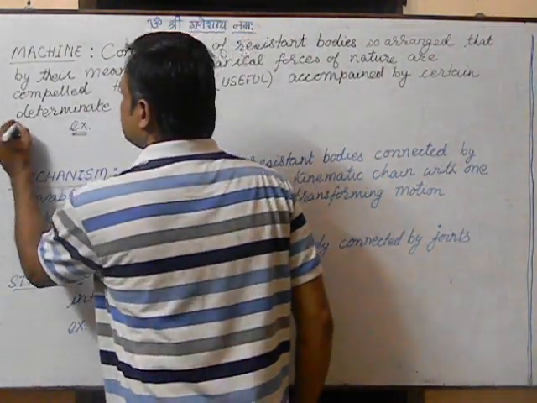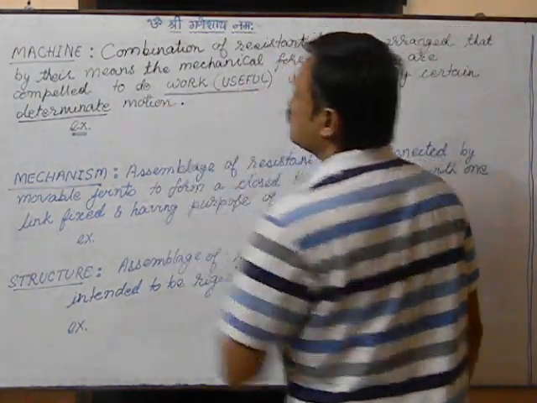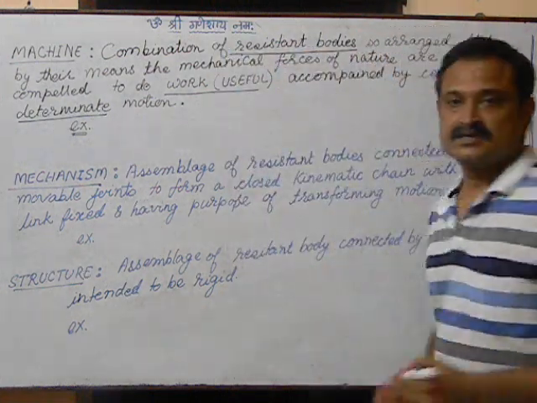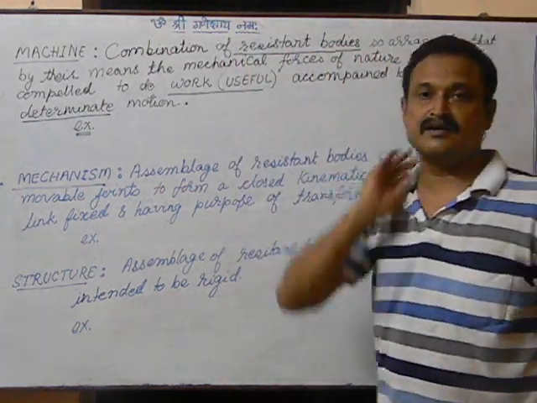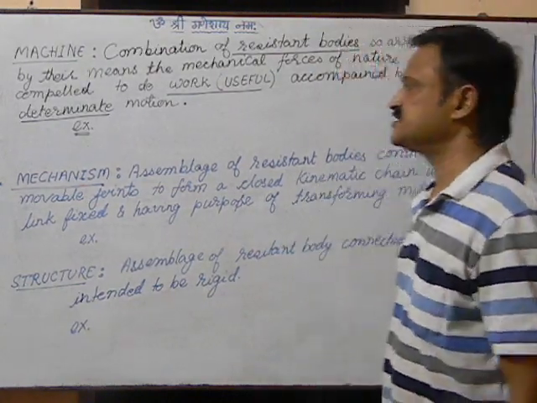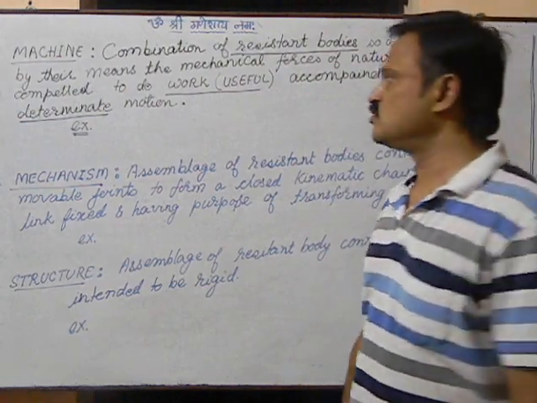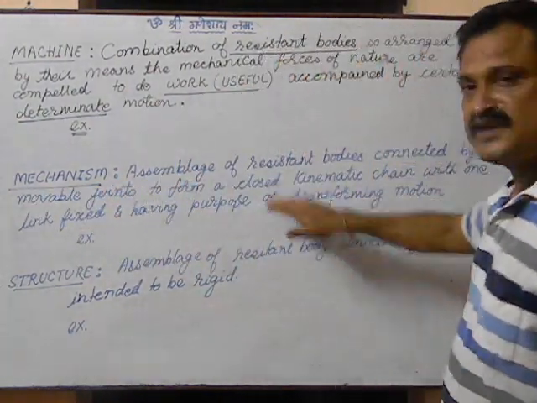So if you see, these will form the keywords for us. Useful work, right? Resistant bodies. Now these are the keywords which are there in this particular definition. So now what do we mean by useful work? We'll come to it once we first go through the definition of mechanism.